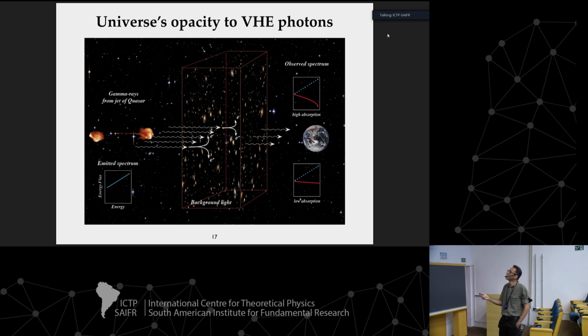So if in the source you have a spectrum like this, probably at Earth you see something like that, and you have to account for this absorption. So in some way you need to know how many photons per cubic meter or per cubic megaparsec in the extragalactic medium you have in order to actually make this correction, right?